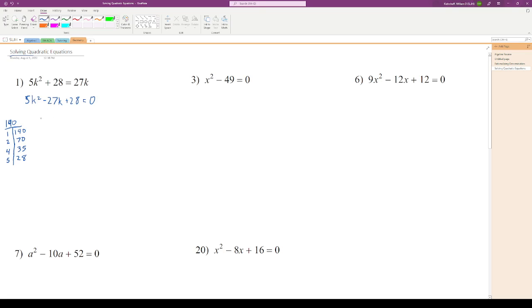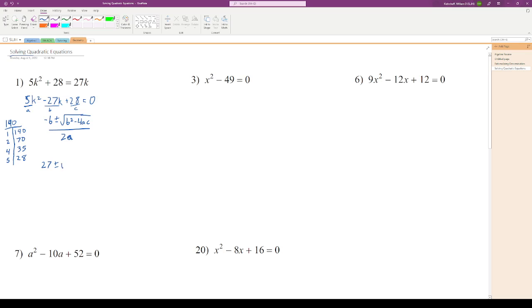So we're going to need to solve this one by the quadratic formula instead because we couldn't find factors that worked out. So the quadratic formula is negative b plus or minus the square root of b squared minus 4ac all over 2a. So we're going to just plug in our a, b, and c. So a is 5, b is negative 27, and c is 28. We're going to plug those numbers into this formula. So negative 27, if we have negative b, that's going to be a positive 27.